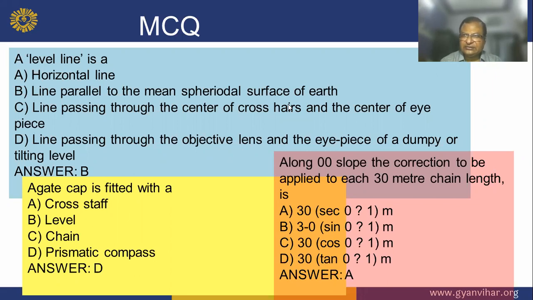And next, a gate tap heated with this. The four answers are on your screen. The correct answer is D, this is a prismatic compass. And next, along the slope, the correction to be applied to each 30-meter chain length is... The correct answer is A.